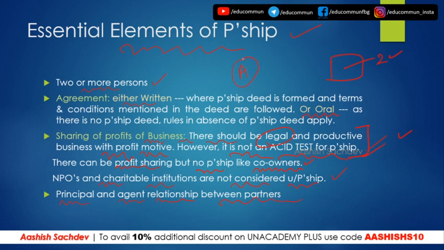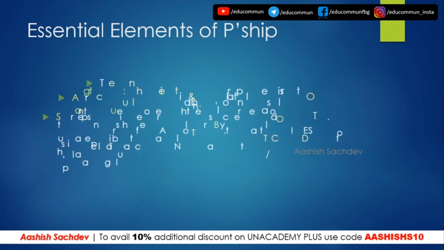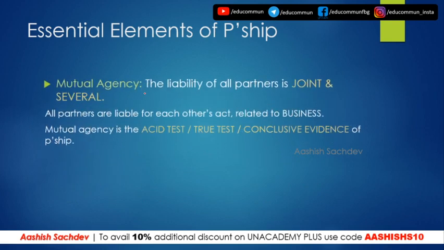Now if there are two partners, A and B, they should behave like principals and agents of each other. A should act as a principal to B and B act as an agent for A. Then B, if he is acting as a principal, then A should act as an agent for B. Now this has to be there in a partnership. One acting for all, all acting for one. Let us move ahead and understand it in more detail. Now this is called mutual agency.